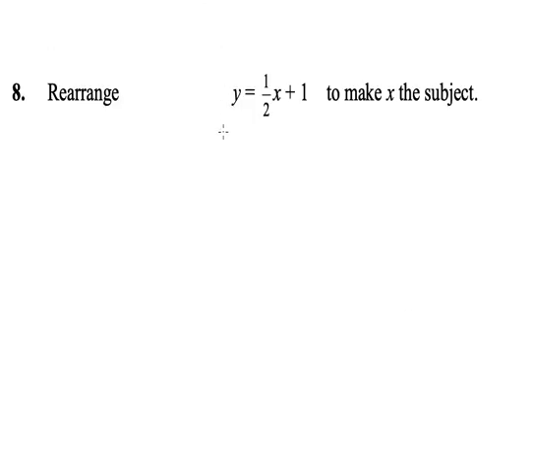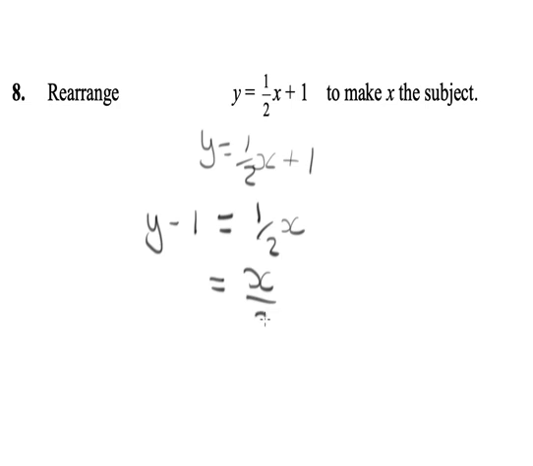Slightly different question here, but the premise really remains the same. So we've got y is equal to a half multiplied by x plus 1. So I need to get everything that isn't associated to that x onto the other side of the equation. So to do that, I'm going to take 1 from both sides. That's going to leave me with a half x on the right hand side, and then y minus 1 over here. Okay, so this a half multiplied by x, well, we could rewrite that as x divided by 2.